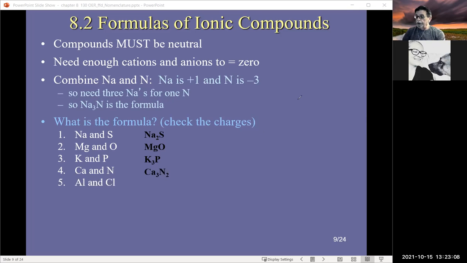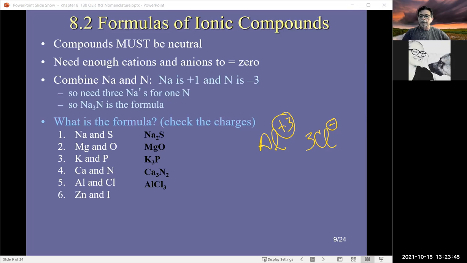Aluminum, we know it's in group 3. It's a metal. It's going to lose 3 electrons. It will end up with a +3 charge. Chlorides are all in group 7, so they end up with a -1, right? So I need 3 chlorides for every aluminum +3 ion. And so that 3 is the subscript for the chlorides, okay? And its formula becomes AlCl3.